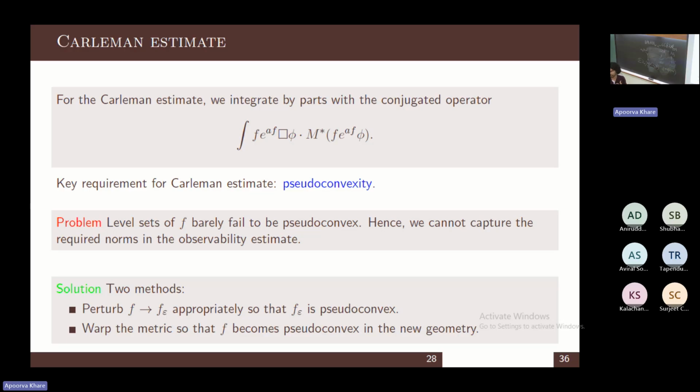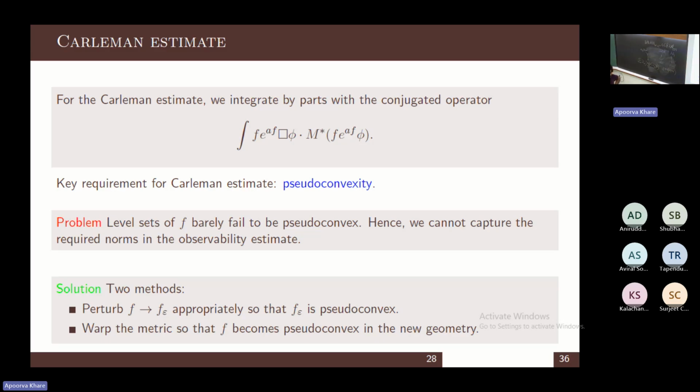You work with that, and then again because you have perturbability, you have to somehow come back. And the other thing is you change the metric itself. So f is not pseudo convex in the metric that you have, but you change the metric so that f becomes pseudo convex, and then work in this new metric. They are kind of equivalent in some sense if you think a bit. So it depends on what kind of computations you want to do.